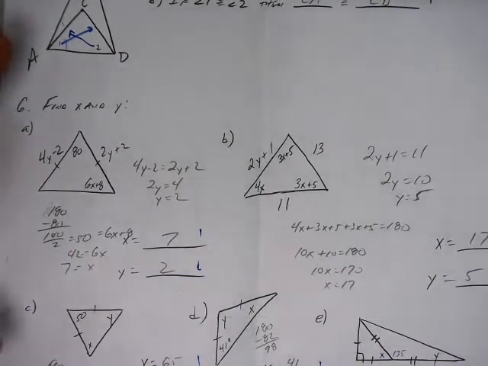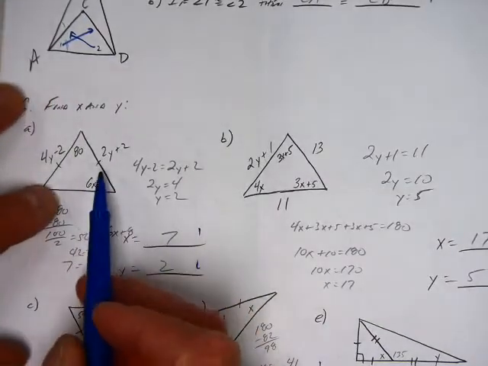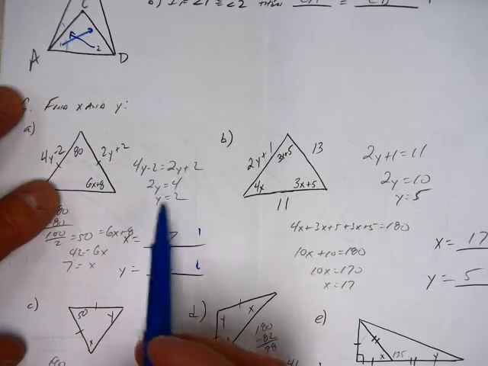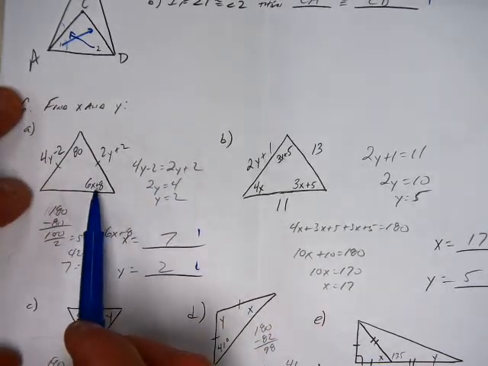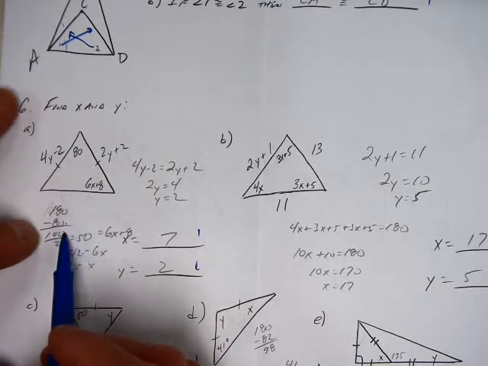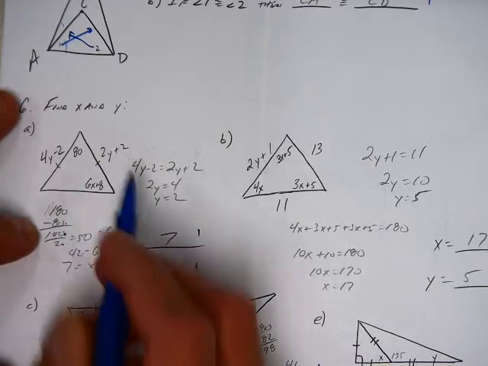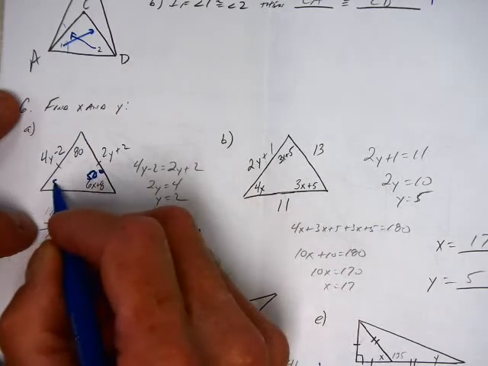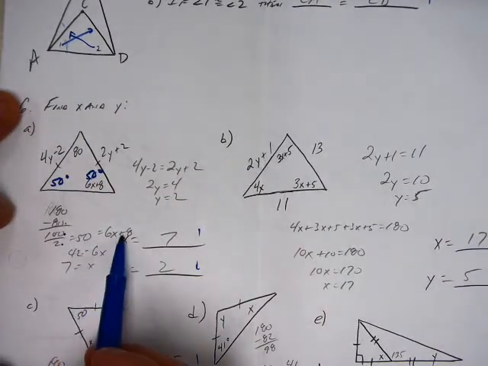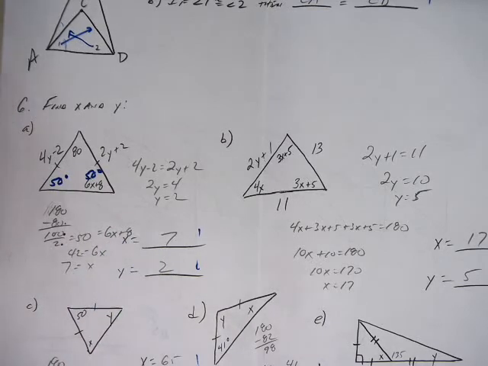It works better with the light on. Okay, so this one for y, it's pretty straightforward. Those two things have got to be equal. Y is 2. For my x, if that's 80, I took 80 away from 180, gave me 100, divided that by 2, so each angle's got to be 50 degrees. So 50 is equal to 6x plus 8, x is 7.